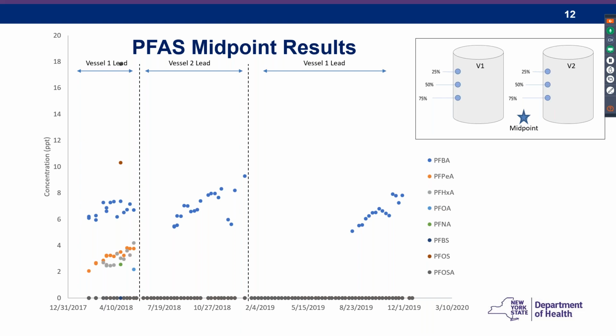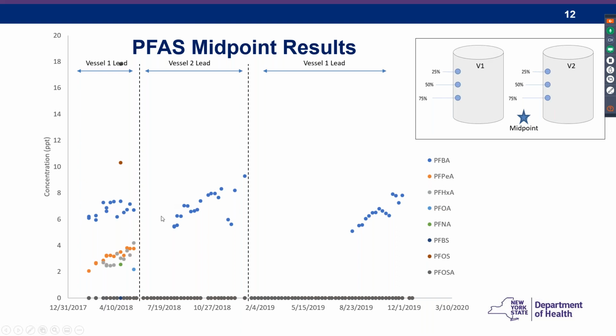So what we do see is that PFBA made it through the first vessel, as did PFPeA and PFHxA. What you see here is the changeout. So at this dotted line here, this was the first changeout where vessel 1 received fresh carbon, virgin carbon, and vessel 2 became the lead vessel. So now vessel 2 was the lead and vessel 1 was the lag in the system.